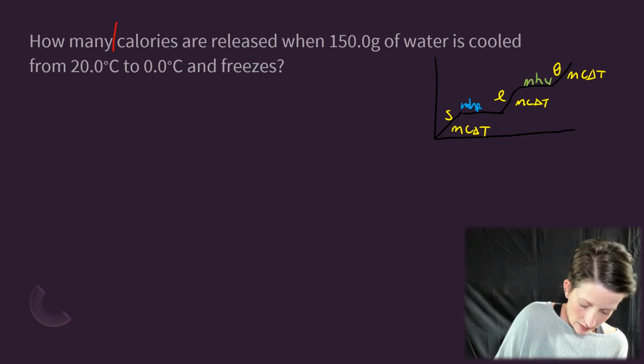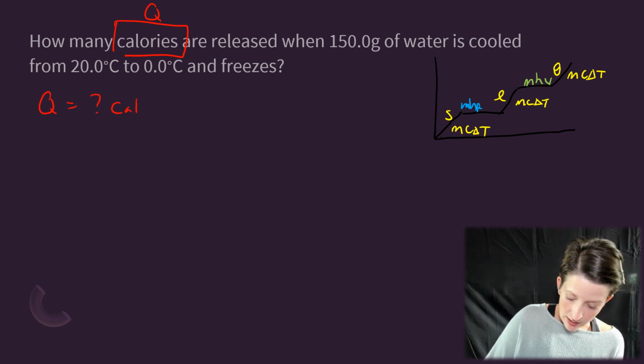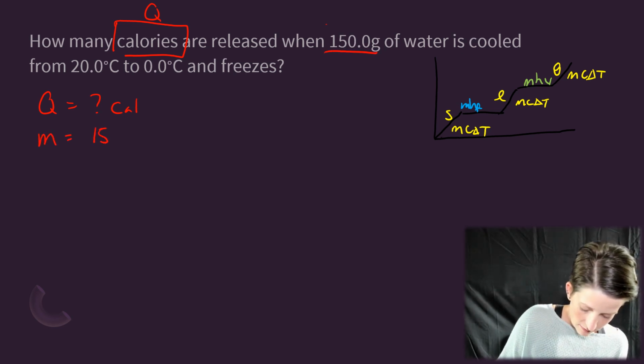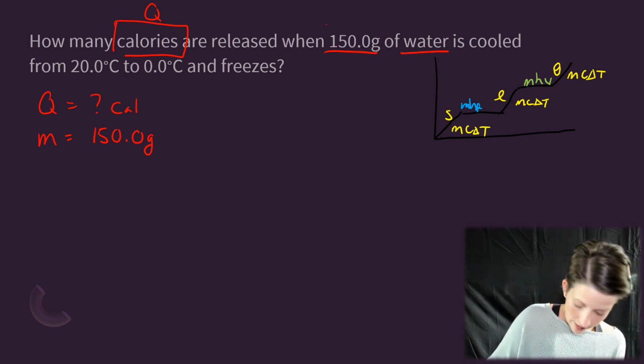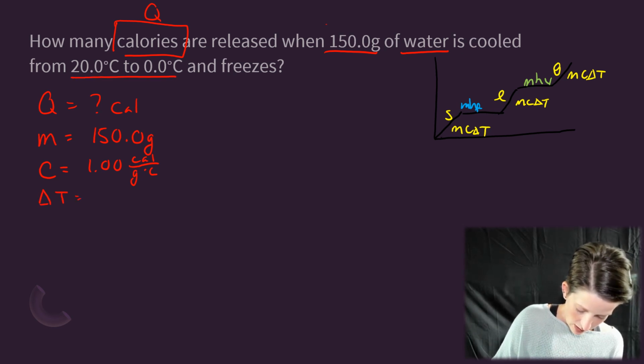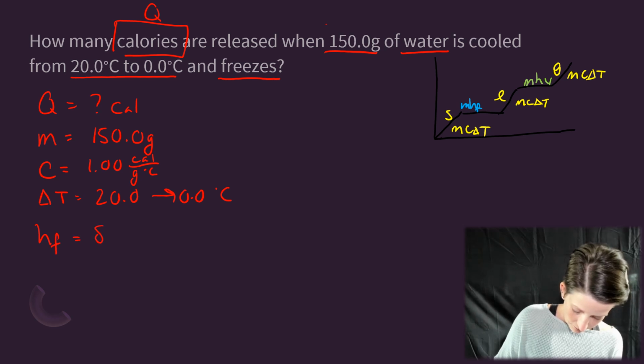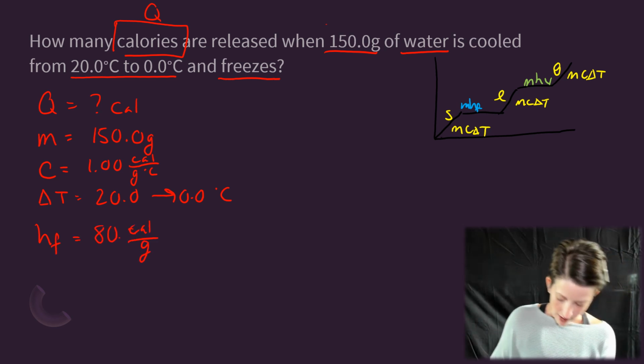How many calories? So we know calories is Q. Is released when we have 150 grams. So we know that we have our mass. We are working with water, so we know if we need the specific heat, that the specific heat of water is 1.00 calories per gram per degree Celsius, is cooled from, here we have that temperature change, 20.0 to 0.0 degrees Celsius, and freezes. So freezes tells me that we are undergoing the heat of fusion. All right, so I wrote all that down.